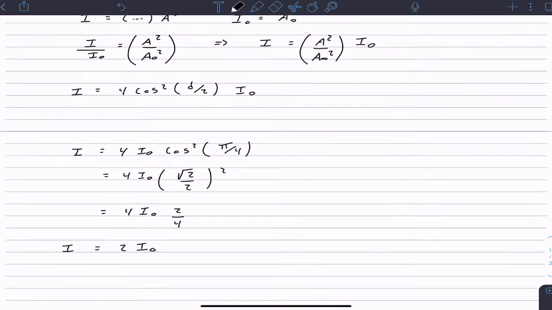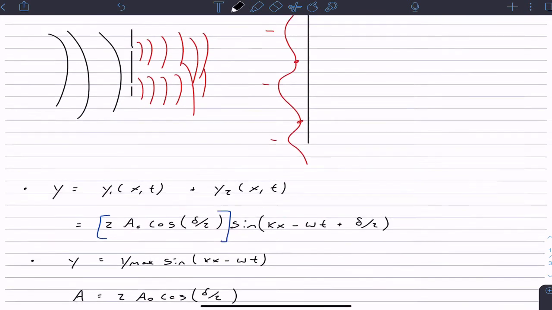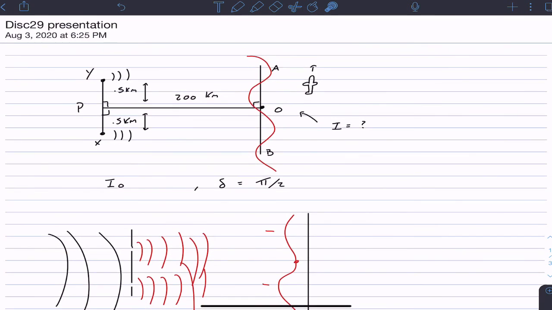Okay, next problem. D02. As the aircraft flies along AOB, where are we? As it flies along this line here, the time interval between reception of maxima, so from here to here, is observed to be 20 seconds.